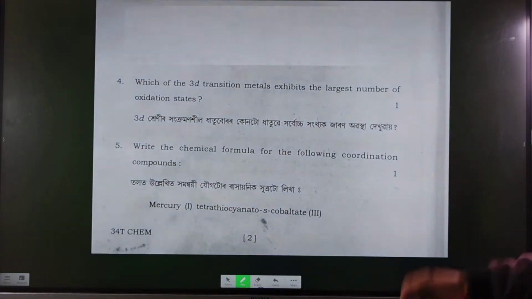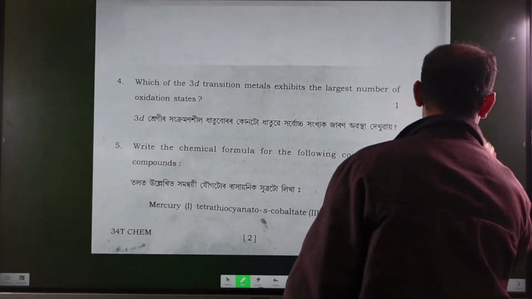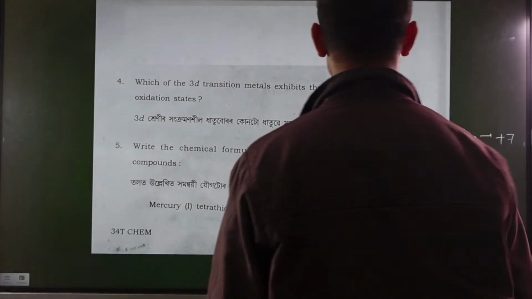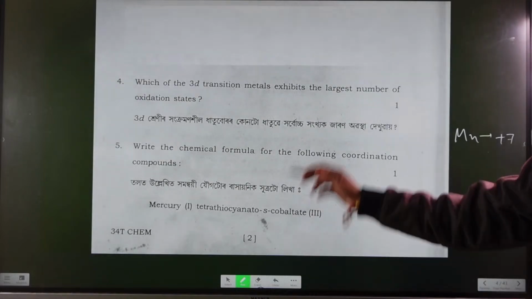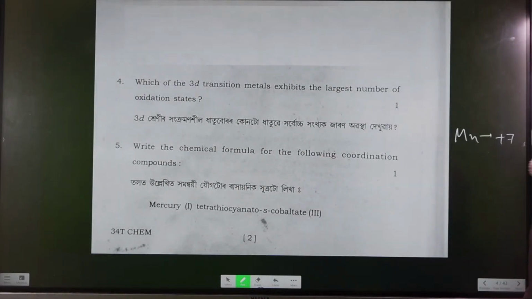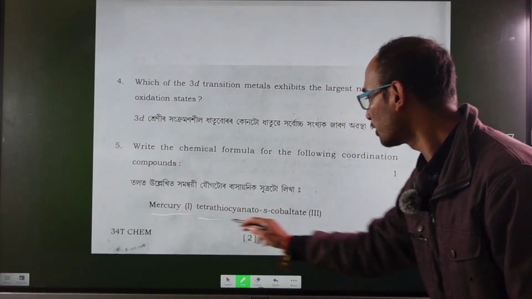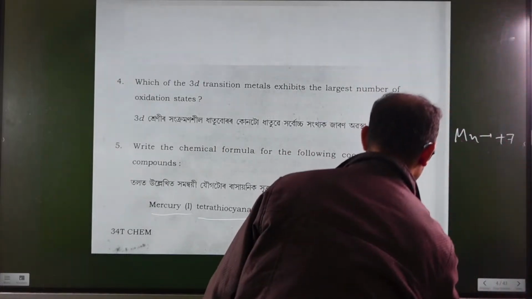Moving to the second part, question number 4: highest oxidation state, that is +7. So manganese shows the highest oxidation state, that is +7, in the 3d transition series. In the fifth question, write the chemical formula of the following coordination compound. You can see it is mercury(I) tetrathiocyanato-S-cobaltate. That means your coordination compound is like that.